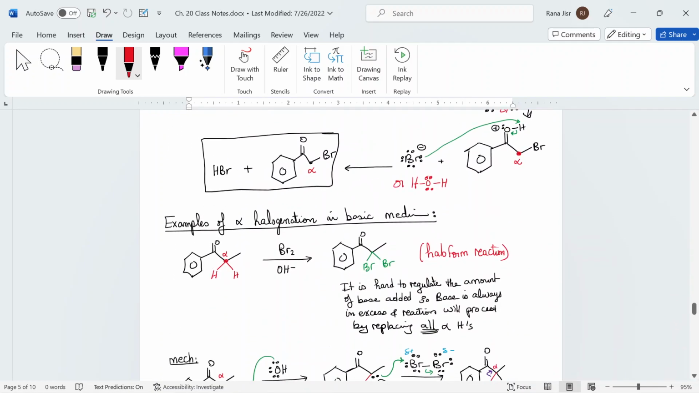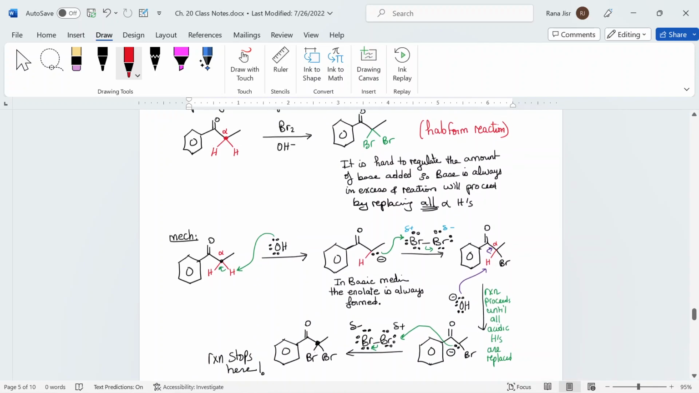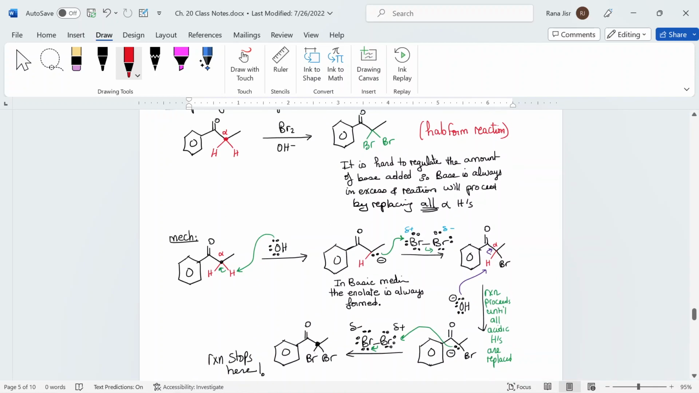The same reaction can happen in basic medium, but the difference here now, bromine is so reactive. This is a basic medium. So bromine is going to replace every single alpha hydrogen that is in the way. So here you're going to end up getting more than one bromine on the alpha carbon. It's really hard to stop the reaction with a bromine. So let's have an example, tautomerization in basic medium.